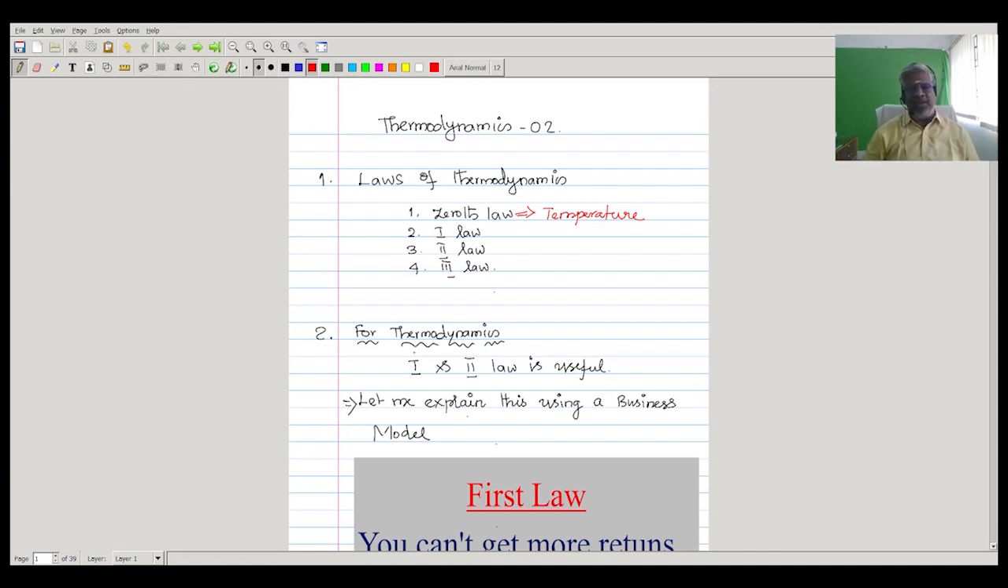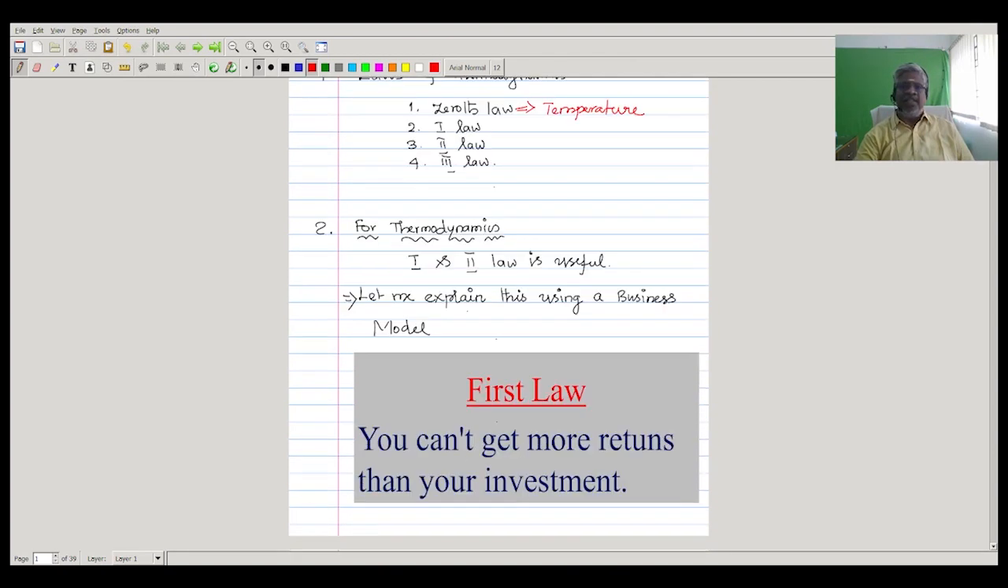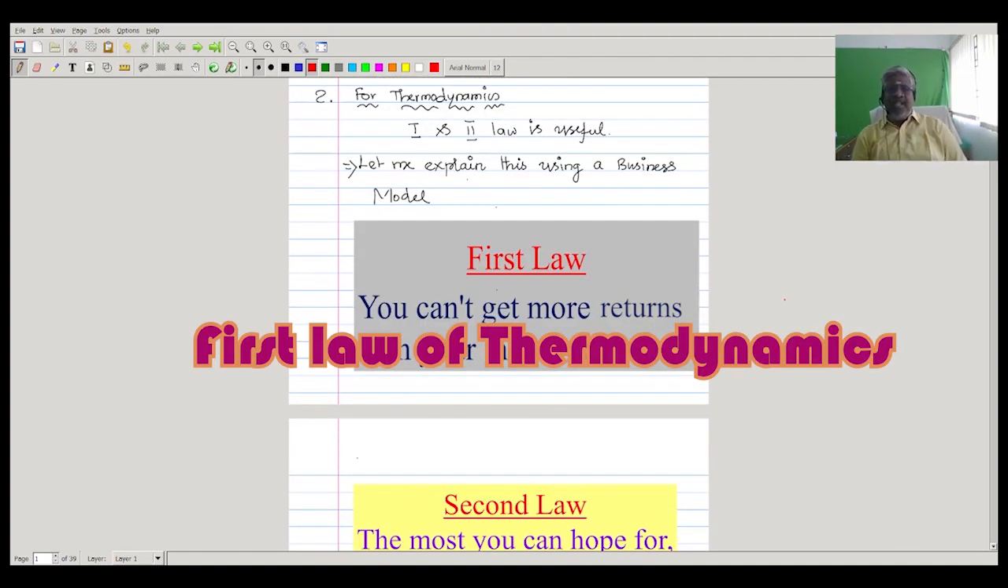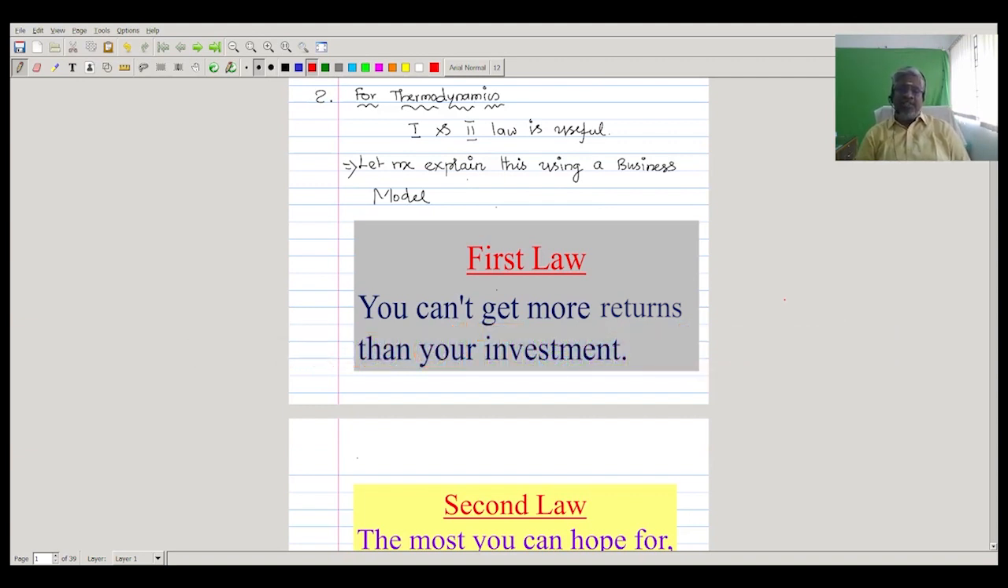I am going to explain it in four different laws, which I have written on my own, for explaining the first and second law of thermodynamics. For the time being, please forget about the zeroth law and third law. Come to the first and second law of thermodynamics. Here, I'm going to explain using the business model. So, according to that first law, you can't get more returns than your investment.